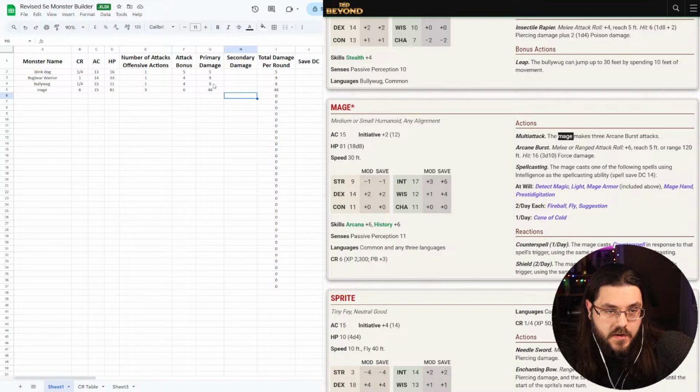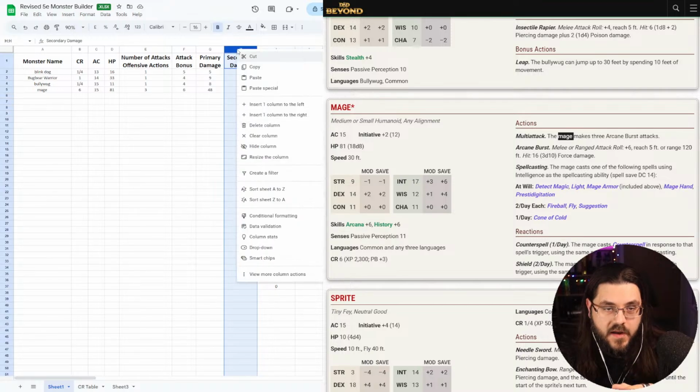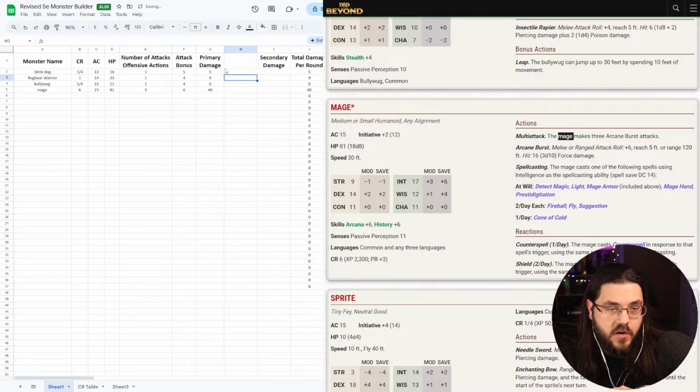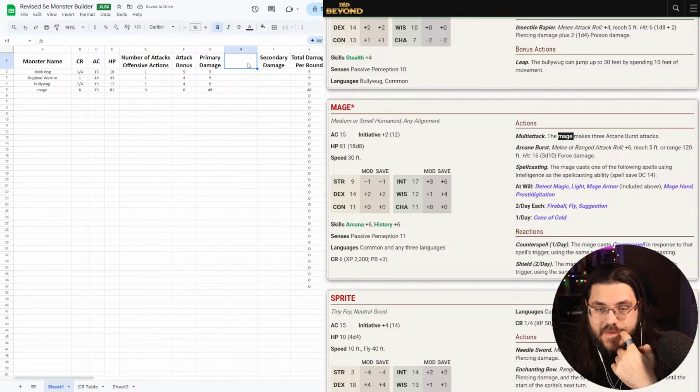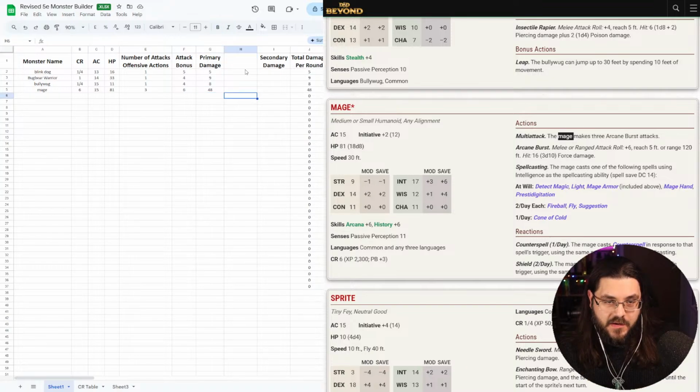So we might actually want to spin this out a little bit. Insert 1 column to the left. Primary damage, secondary damage. Right, okay. Damage per 6 rounds.